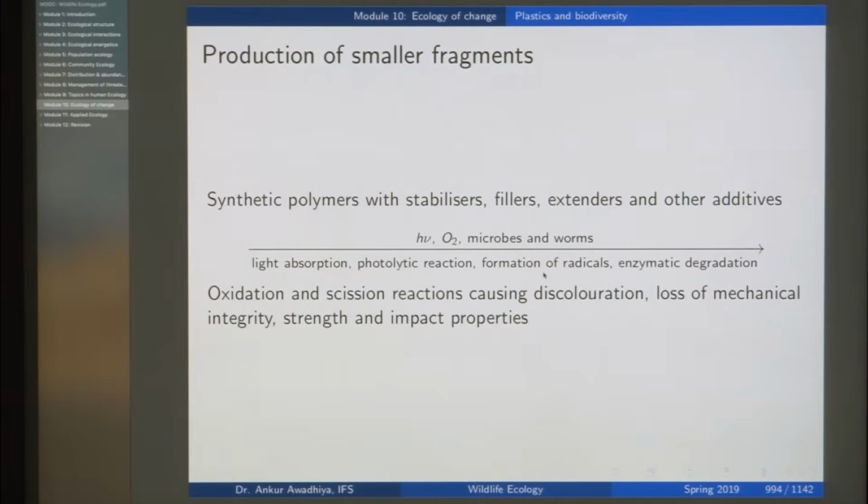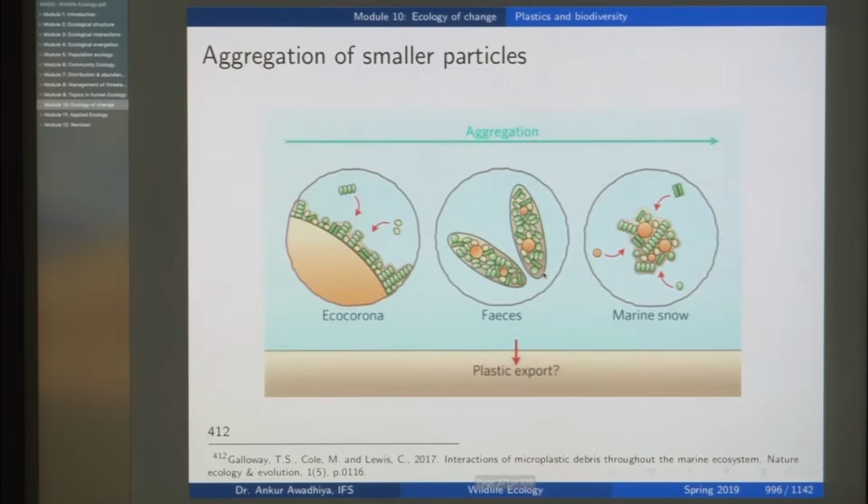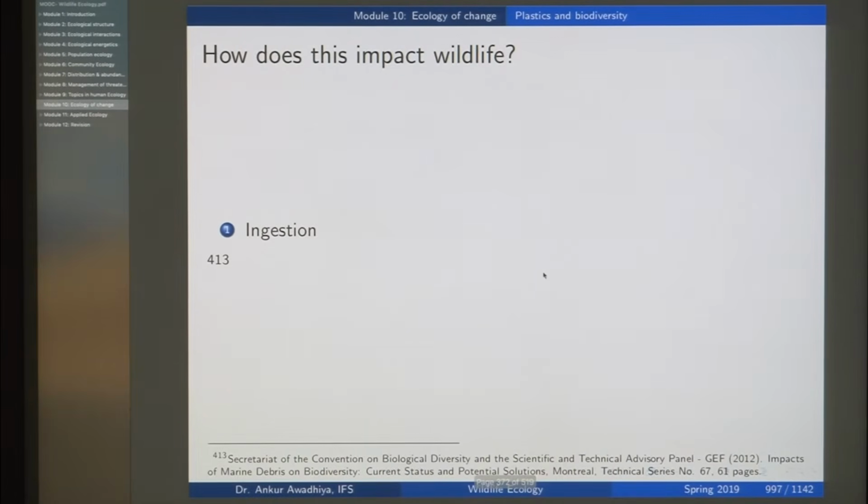Then once you have these larger size fragments, they can undergo physical collision with each other or with the rocks, or probably it could be acted upon by light, oxygen, microbes and worms, and through a variety of reactions it may become more fragile and it will start breaking up into smaller portions. So, then you can have different kinds of decomposing debris. Now, if you have these smaller debris, they can get aggregated as well to form the meso debris and the macro debris, that is also possible.